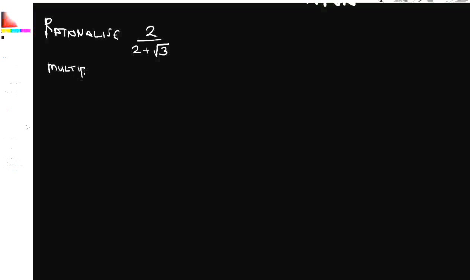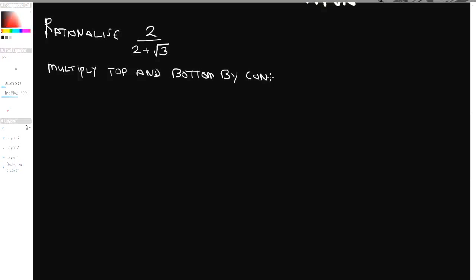What we do is a little trick. We multiply top and bottom by what we call the conjugate of the denominator. So if the bottom is 2 plus root 3, we multiply top and bottom by 2 minus root 3. The conjugate of 2 plus root 3 is 2 minus root 3. It sounds a bit convoluted, but you'll see how it works in a second.